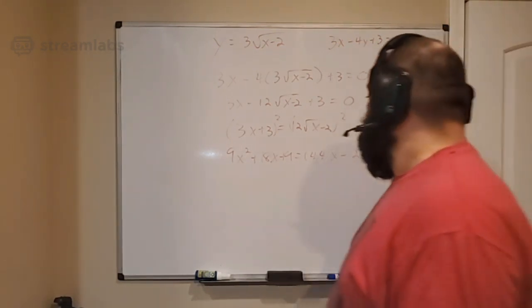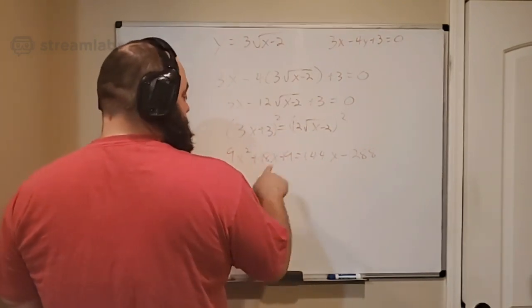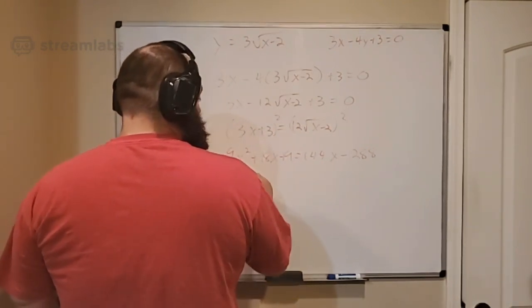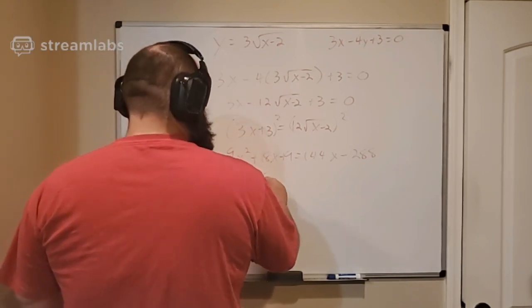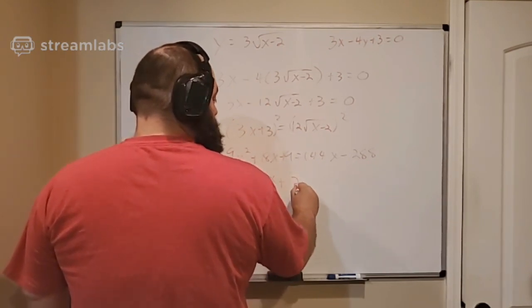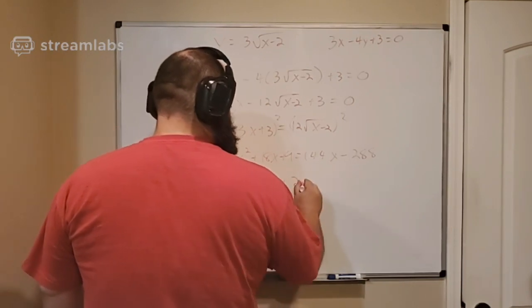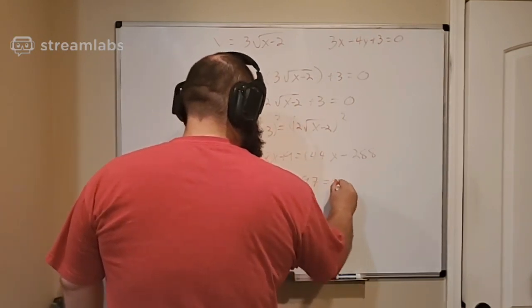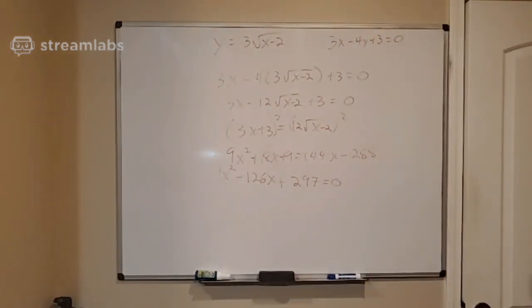9x squared minus 126x plus 297 equals 0. First thing I would check is to see if they're all divisible by 9. I don't know if they are or not. Are they? Yeah, they're all divisible by 9.